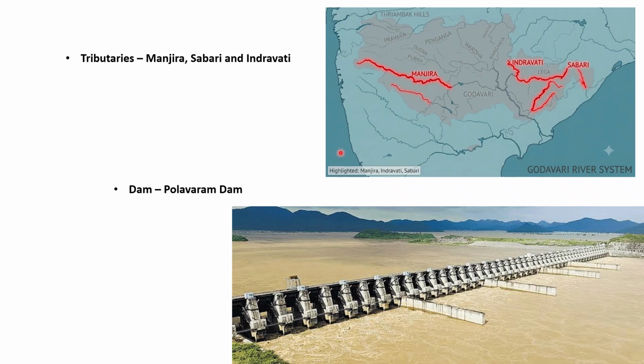Now, on this river, the Godavari River, a Polavaram dam is constructed, a dam with a large reservoir. Reservoir means a large, huge water body on land. The large water body is called a reservoir, and this Polavaram dam has a large reservoir. So there is a dam on the Godavari. It is called the Polavaram Dam.